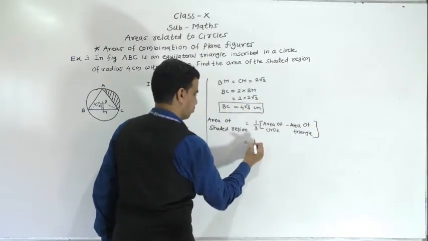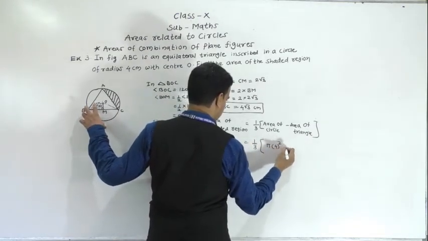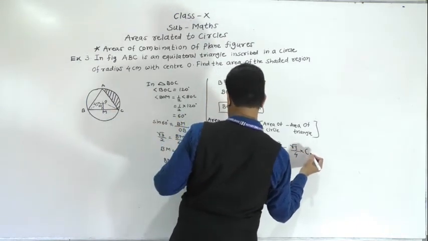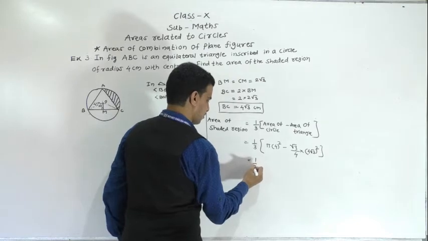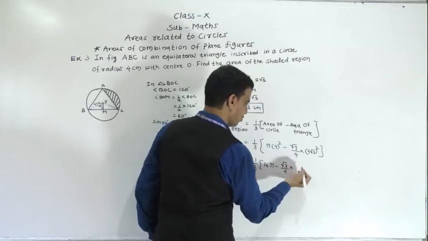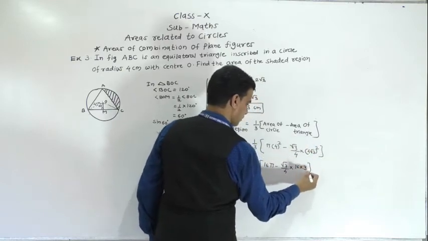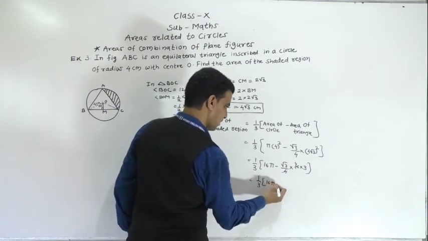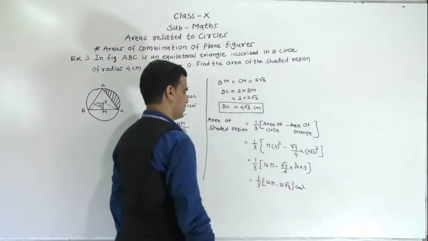So 1/3, area of circle is pi r square, that is 4 square, minus area of triangle, root 3 by 4 into side square. Side is 4 root 3, so 4 root 3 square. So 1/3 of 16 pi minus root 3 by 4 into 16 into 3. 4 square is 16, root 3 square is 3. So 4 4s are 16, so it is 1/3 of 16 pi minus 12 root 3 centimeter square. This is the area of the shaded region.